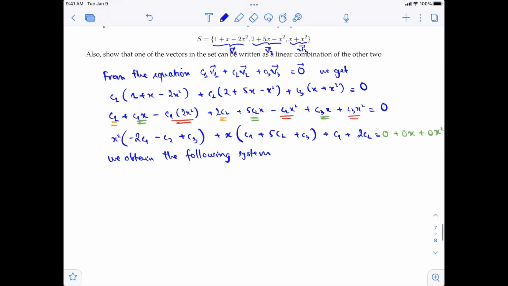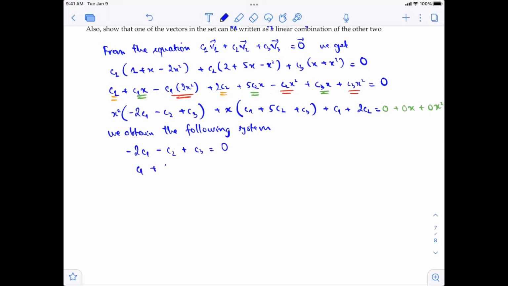Right, so that is -2c1 - c2 + c3 = 0, c1 + 5c2 + c3 = 0, and c1 + 2c2 + 0c3 = 0. Now you have a system of 3 linear equations with 3 unknowns, c1, c2, and c3. We're going to use Python to help with the calculations of c1, c2, and c3.